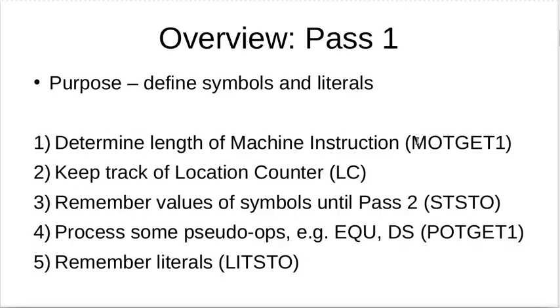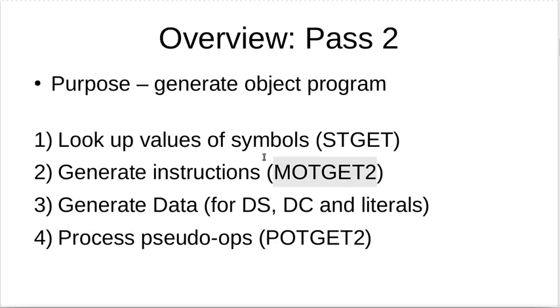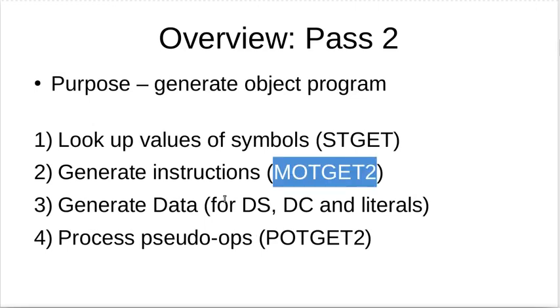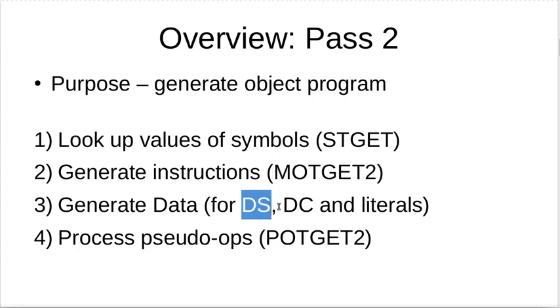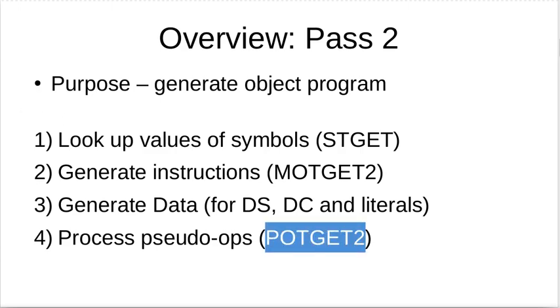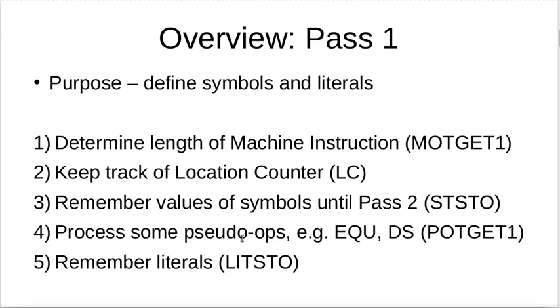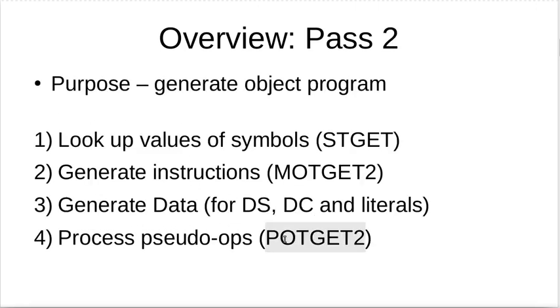MOTGET1 was to determine the length of the machine instruction. Here MOTGET2 in pass 2 will generate the instructions. Then we need to generate the data for pseudo ops like DS, DC, etc. and the literals. And in the last step we need to process the pseudo ops using the step POTGET2. So in pass 1 we had POTGET1 to process some pseudo ops. Similarly in pass 2 we also have a POTGET which is known as POTGET2, which is used to process the pseudo ops.